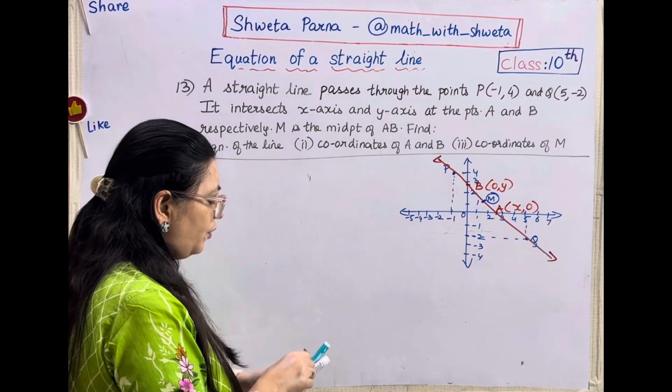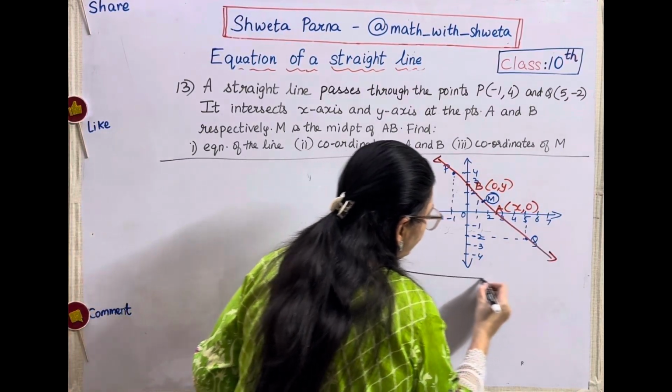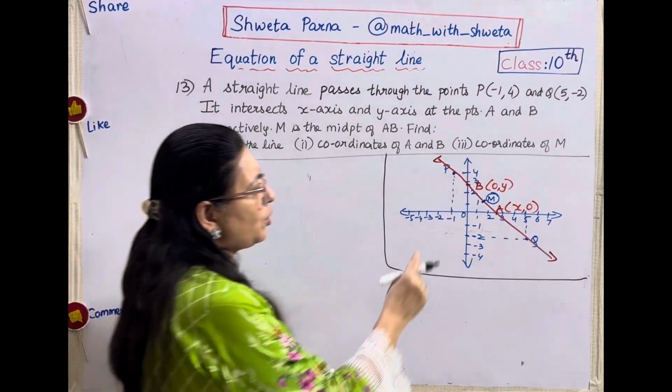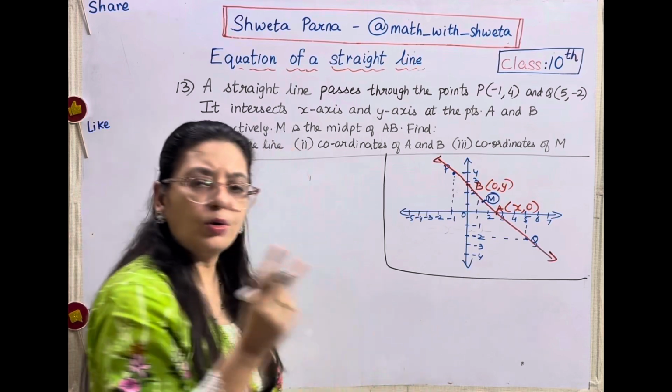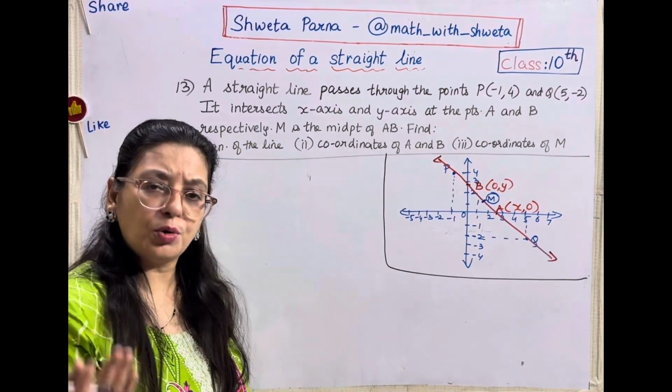Now, what do you have to find? The first thing you have to find is the equation of the line PQ. Now, 2 points are given to you. So, which equation will you use? You will use the two-point law.